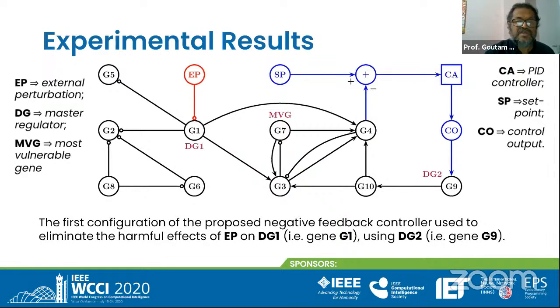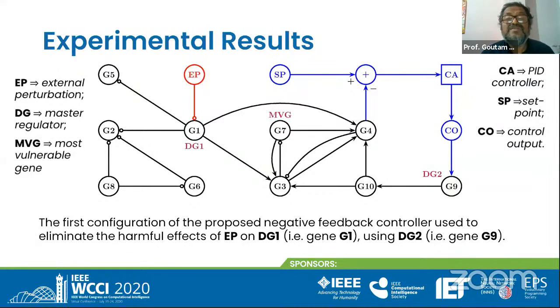Now, what should be my medicine? I cannot do anything about the disturbance. Disturbance will always be there, so EP will always be there. So what I am doing is disturbing another master regulator, G9, so that this effect of G1 on G7 can be controlled by this controlled disturbance on G9. Got my point? So this blue line is my activity.